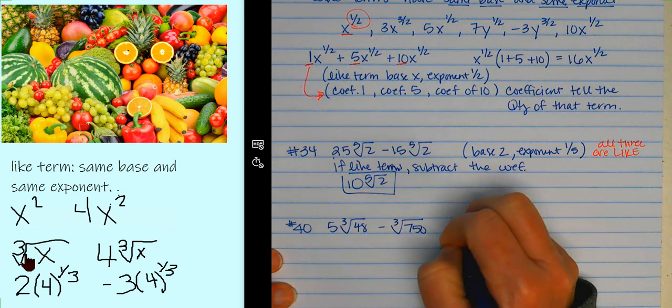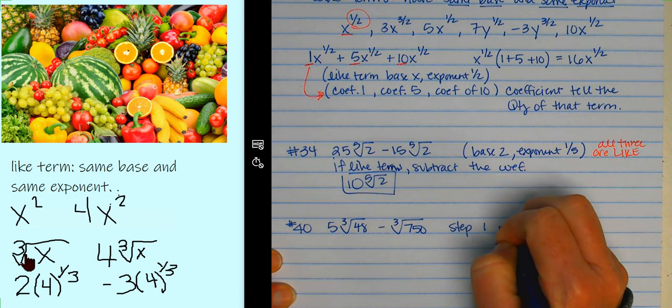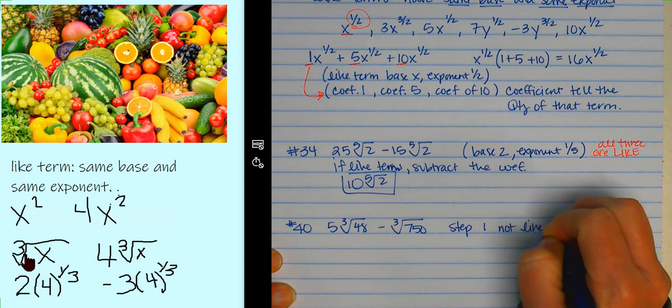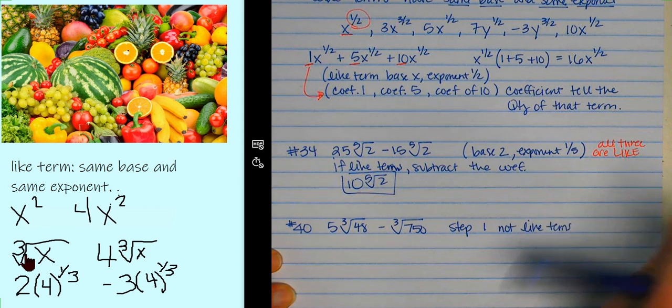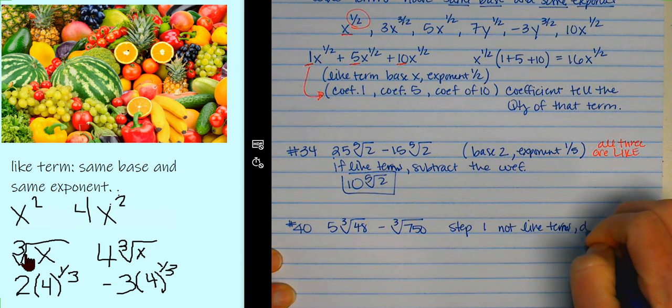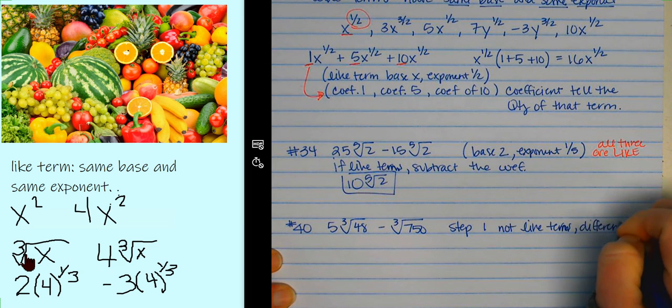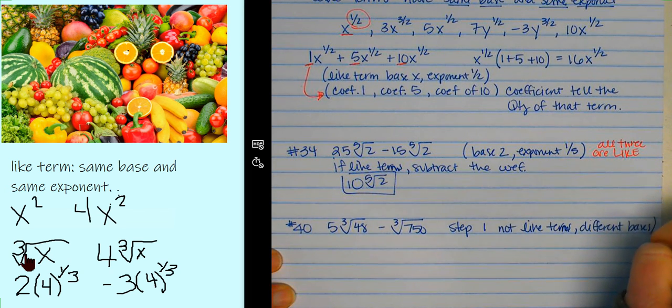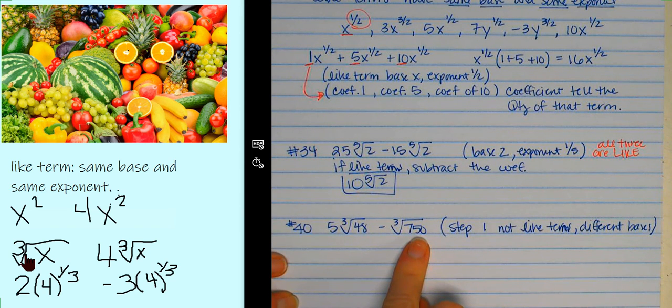So in step 1, these are not like terms. I really can't write terms for some reason. There. They have different bases, and you need to be able to sort of figure that out. So here I'm going to simplify the third root of 48. I can only take things out if they're in sets of 3.